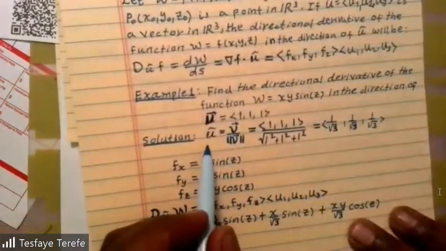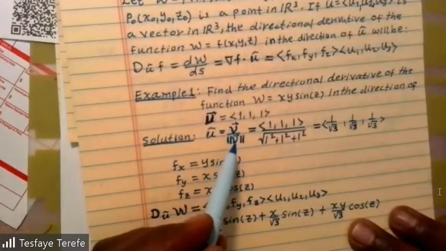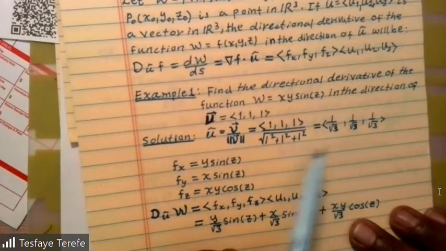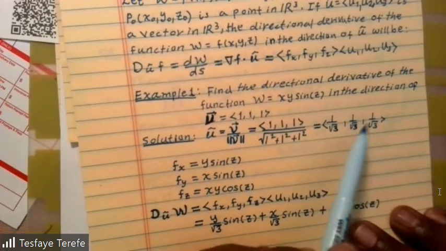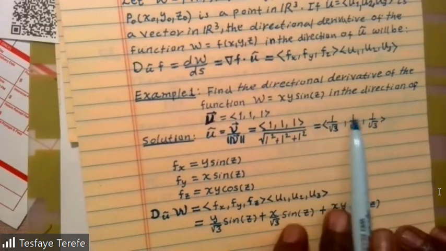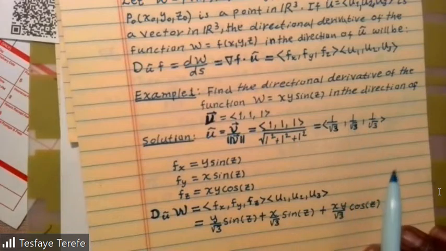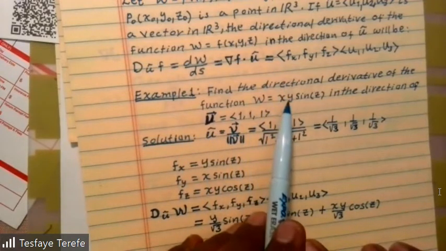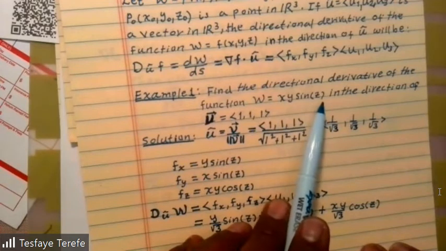The unit vector u is the vector v over the norm of vector v, (1, 1, 1) over square root of 3, which is 1 over square root of 3, 1 over square root of 3, 1 over square root of 3. And if you really want to check this one, square all this and add them up, it will give you 1.